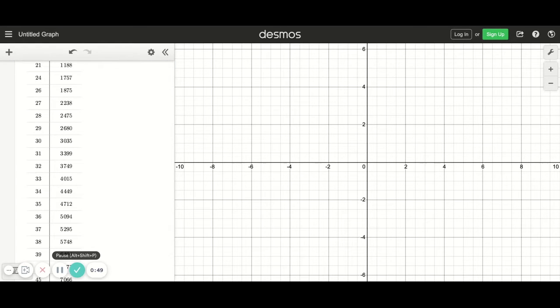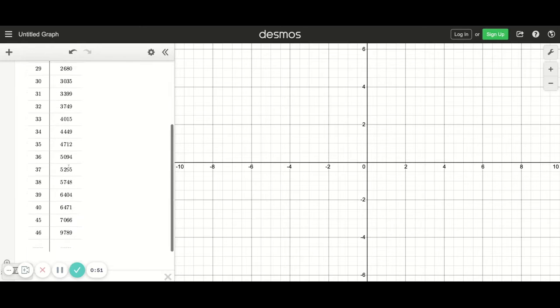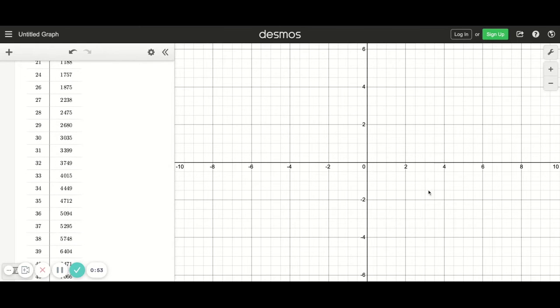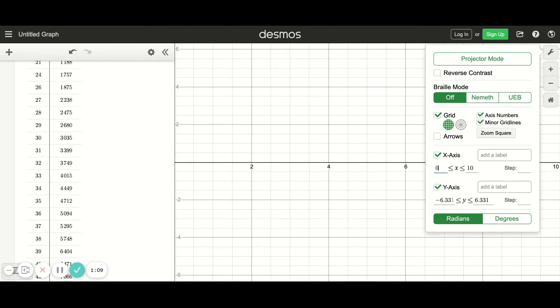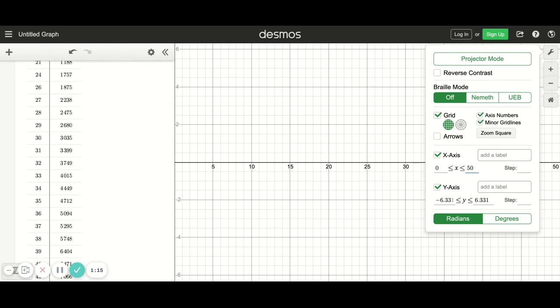Awesome. Now that we have all of the data into our table here on the left, it's plotted here in our graph, but we still don't see it. So we're going to go up to the wrench here in the top right. We're going to click on this, and we're going to change our parameters. So our x-min and our x-max. Looking at our table, the minimum value would be 3. So I'm going to go a little less than that, down to 0. The highest x value is 46, and so I'm going to go a little above, maybe 50.